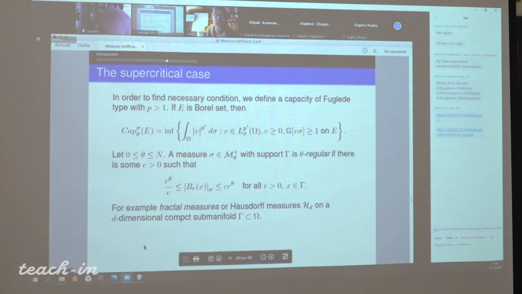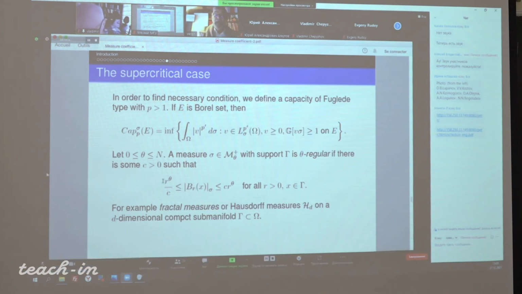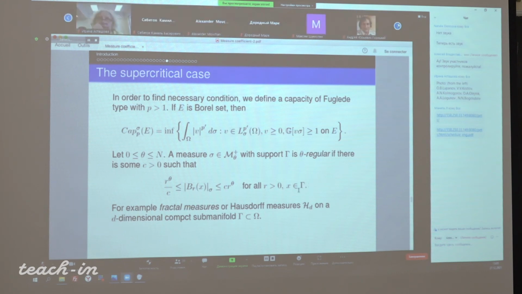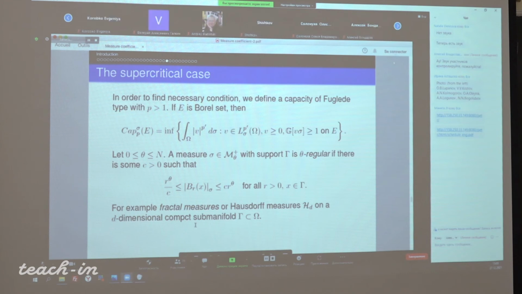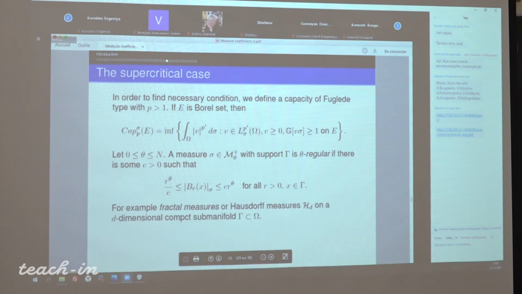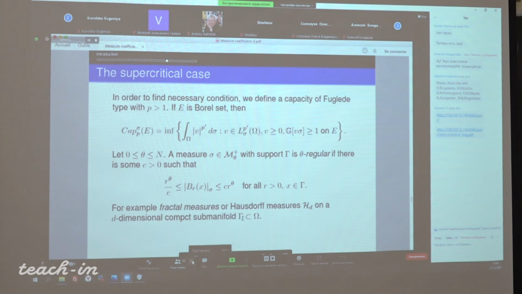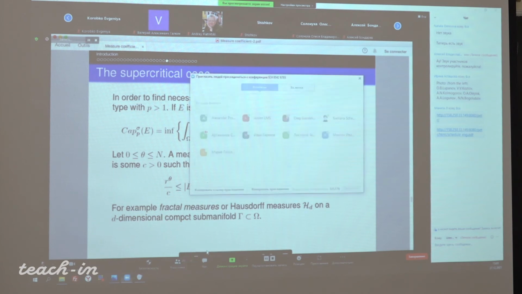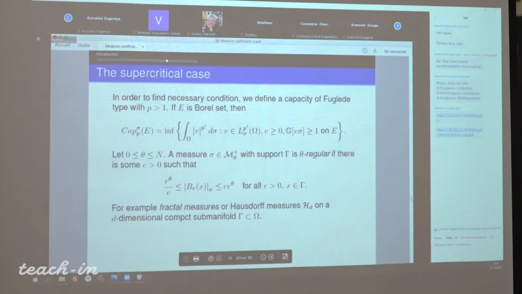Okay, and now in that case what you need is to have a measure which is theta regular. And what is a theta regular measure? That is essentially that the measure of the ball B_R(x) is comparable to R to the theta for all x in the support of the measure. For example, fractal measures or the measure of an n-dimensional compact manifold. So in this framework of measures, we can have a necessary condition.